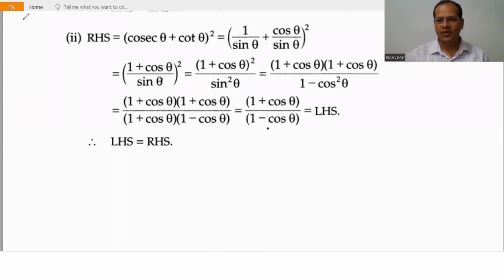So I hope you got the concept of how exactly we are doing the questions of trigonometric identities. Only 5 to 6 formulas are there, and some tricks that you have to apply to solve all the problems. Thank you.